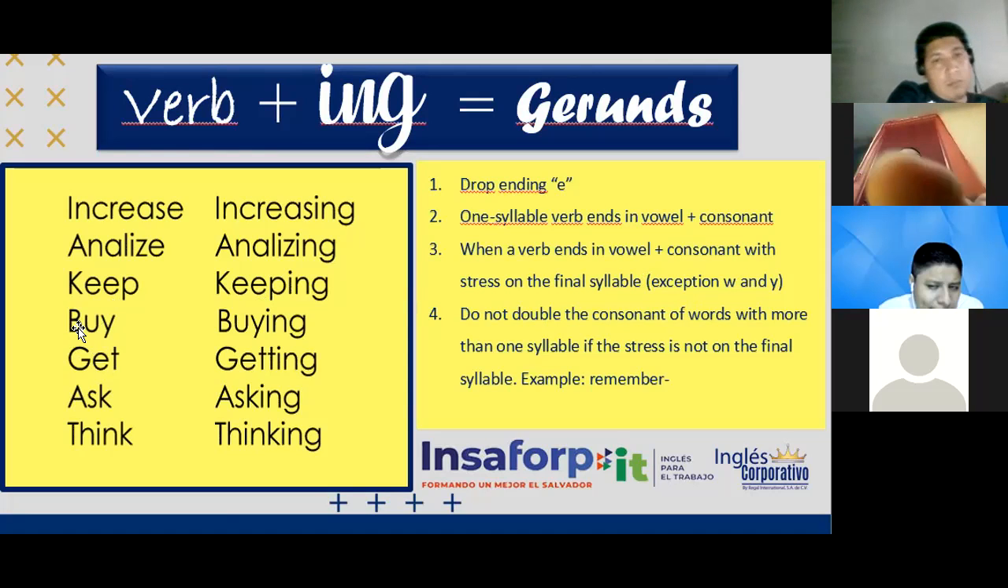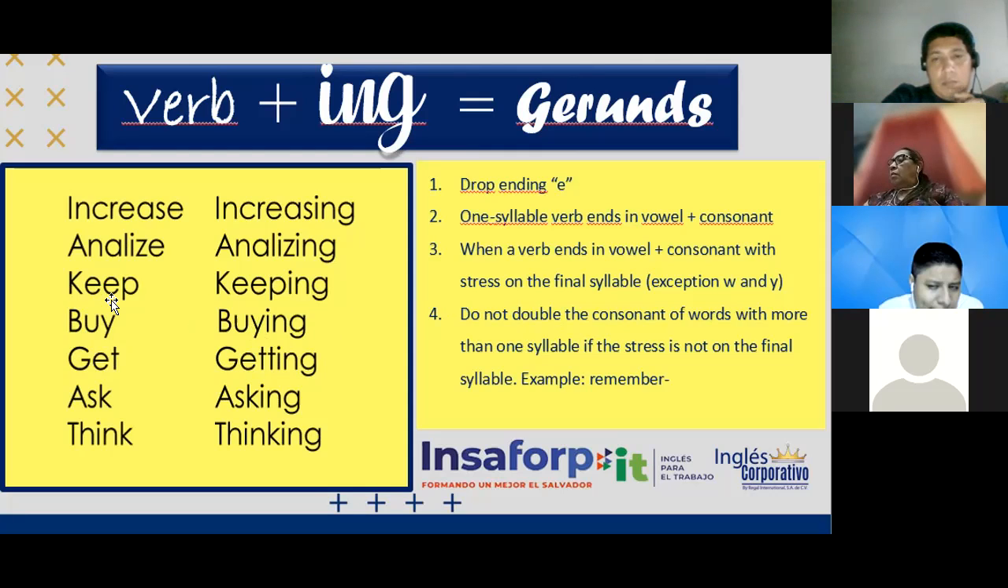Entonces tenemos by, es una sílaba, by. Pero ¿por qué no doblamos la Y acá? Porque este no es un sonido de consonante. Aunque parezca una consonante acá, es tomado como un sonido de vocal. Entonces, no pasa nada, se queda igual y le agregamos ing, ¿correcto? ¿Sí? Yes. Ok.